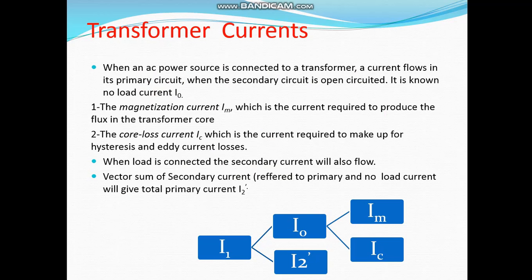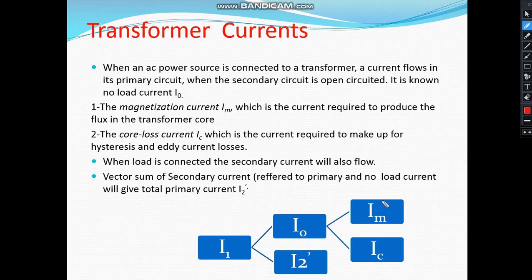Now come to today's chapter. First we see the transformer current at no load. If load is not there, only the I0 current will flow. It is known as the no load component, the no load current. And the no load current serves two purposes.